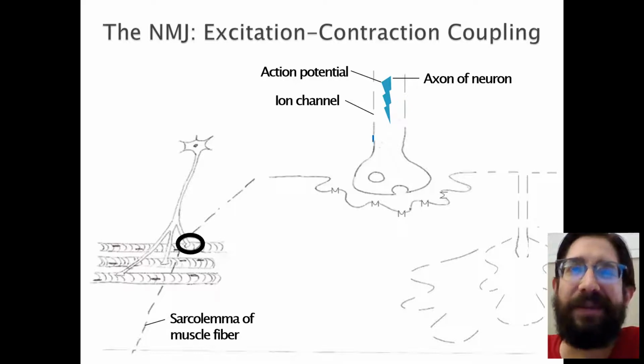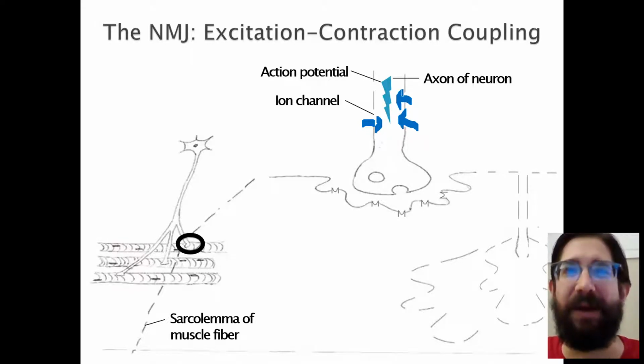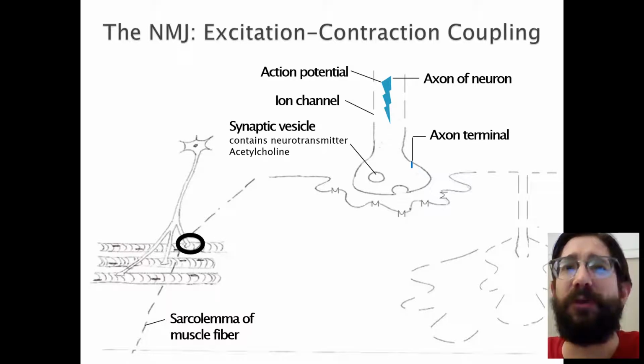You know, the axon has ion channels that open. Ions are flooding into the axon, causing this action potential to occur. We don't need to get into the details of action potentials right now, but we want to understand that that signal will eventually reach the end of this axon at a structure called the axon terminal.